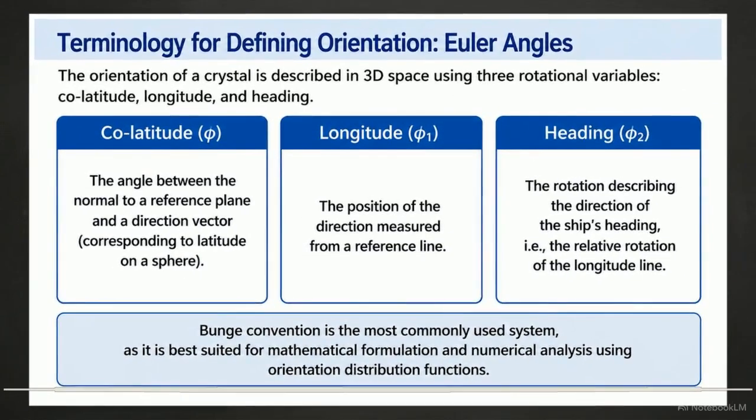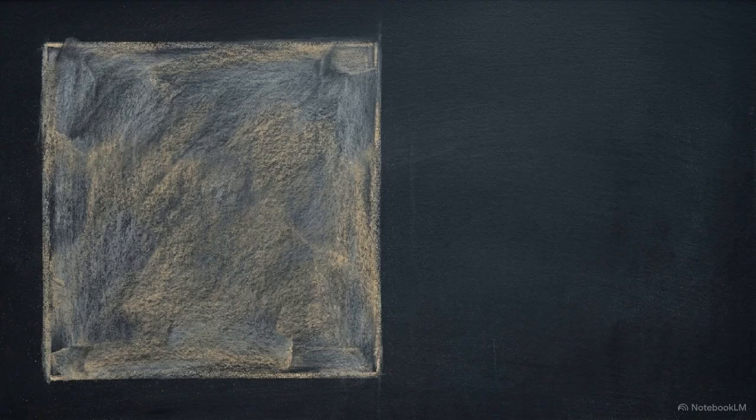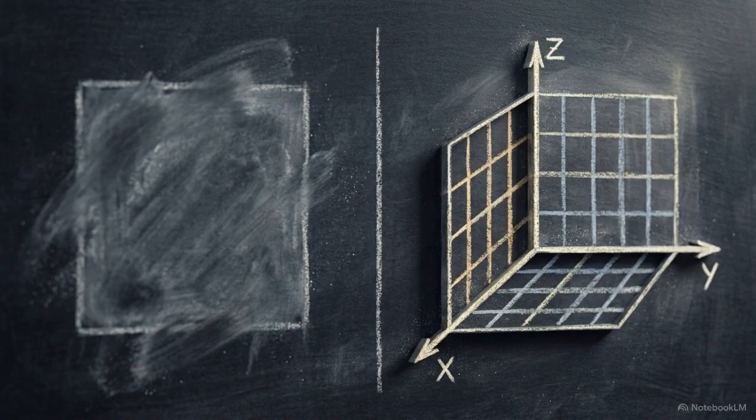Using the Bunge convention, we assign three specific rotational variables to every crystal: colatitude, longitude, and heading. We cannot accurately predict true material anisotropy from ambiguous two-dimensional projections. It requires strict, uncompressed calculation within this 3D Euler space formulation.